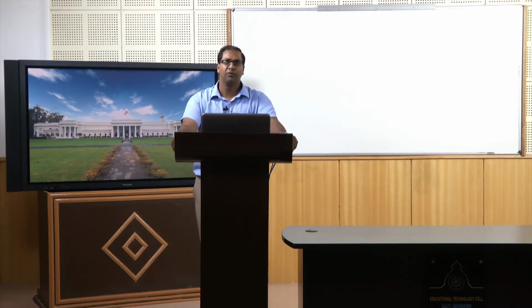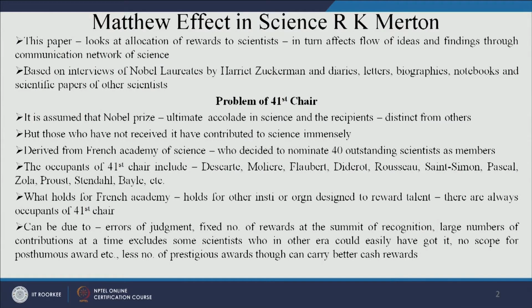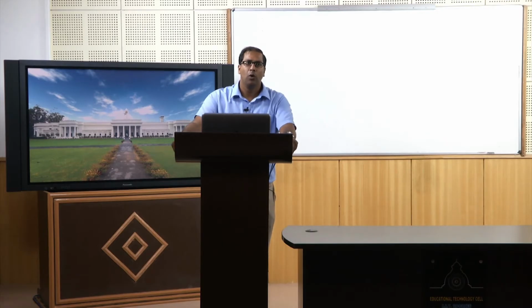Now, this list excluded such important scientists, philosophers, and scholars as Descartes, Molière, Flaubert, Diderot, Rousseau, Saint-Simon, Pascal, Zola, Proust, Stendhal, Bell. All these people were not part of these 40 eminent scientists chosen by the French Academy of Science. Rather, they were excluded. Now, one can always wonder why these great scientists, philosophers, political scientists, and social scientists were excluded. There lies the problem of the 41st chair.